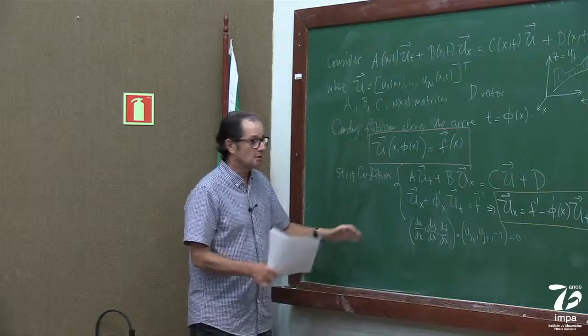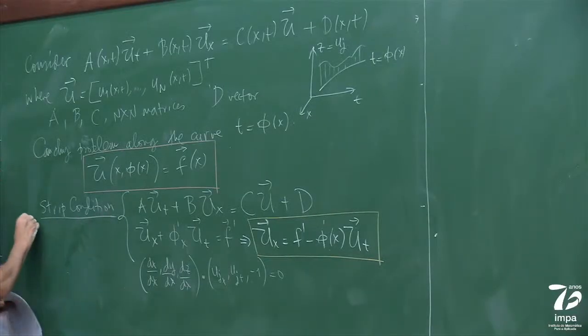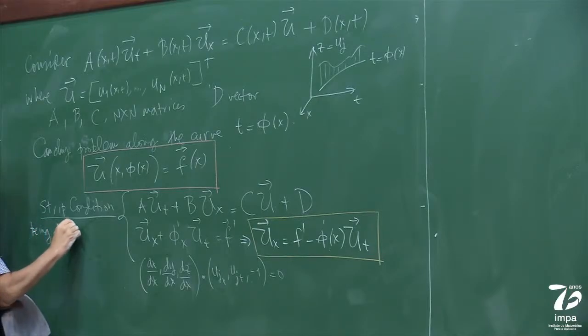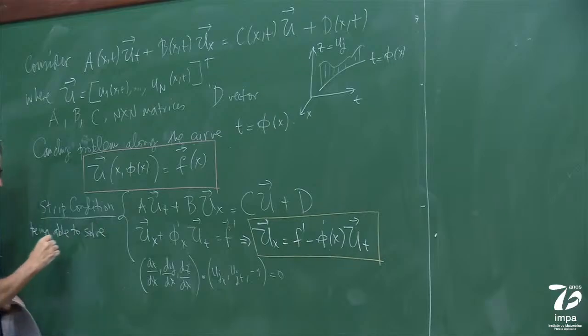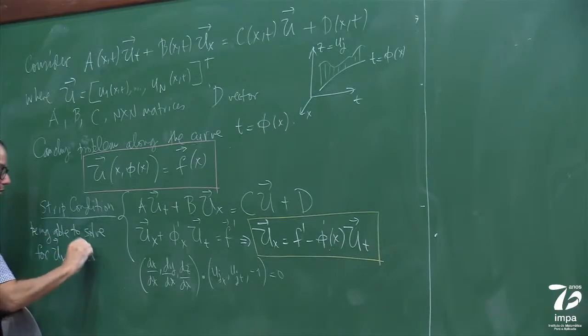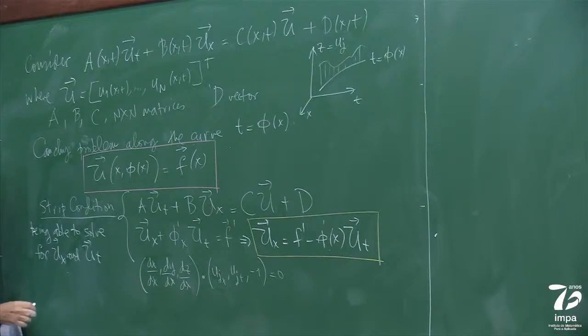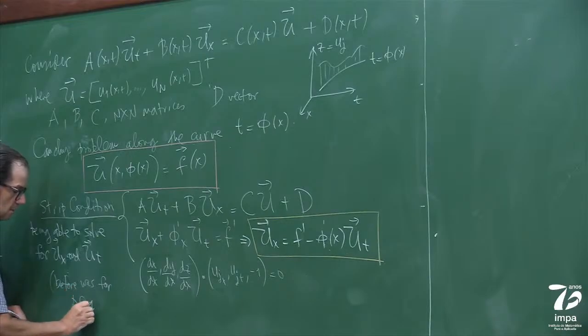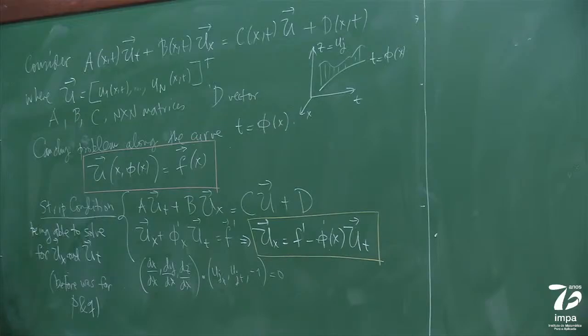So here, solving the strip condition means being able to solve for u of x and u of t. Before it was for P and Q, which are a little bit like these guys. Right? Is it okay? All right.